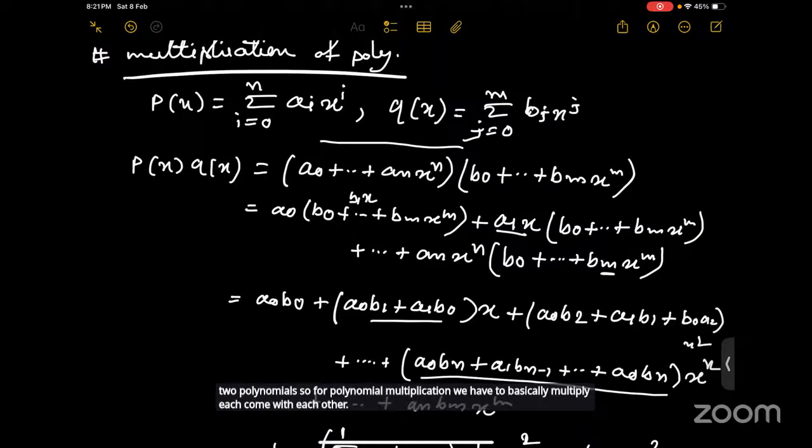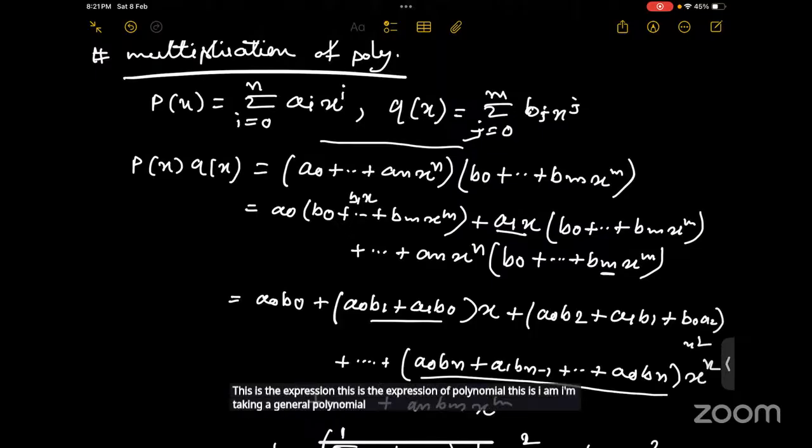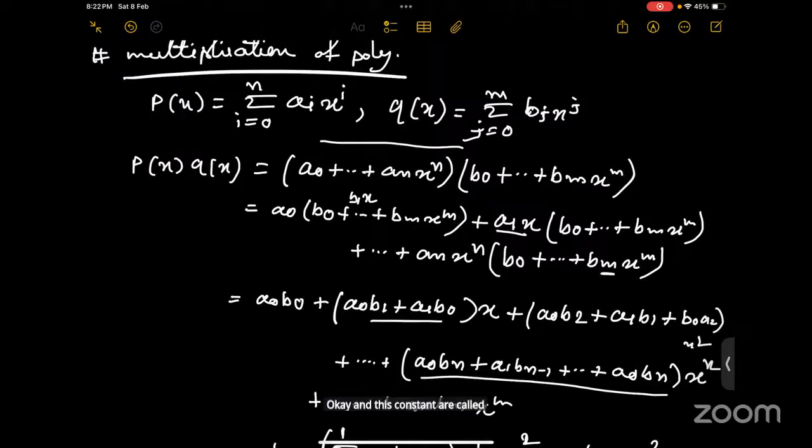How do you get the value of a0 in the polynomial p(x)? This is the expression of a polynomial. I am taking a general polynomial, where a0, a1, up to an and all the bi are constants. These constants are called coefficients. This is a general polynomial. You can take any real number, so we will get a real polynomial.